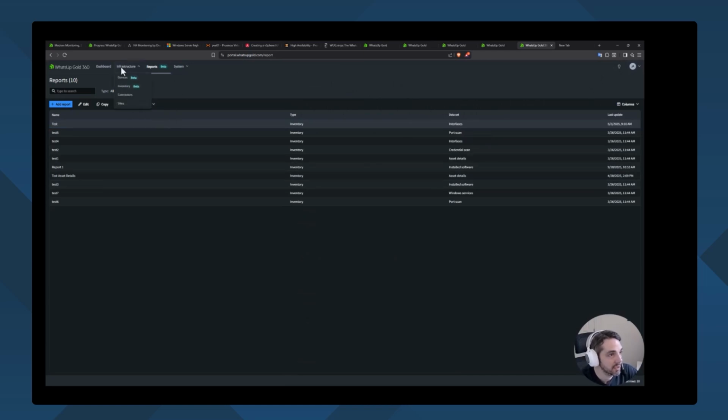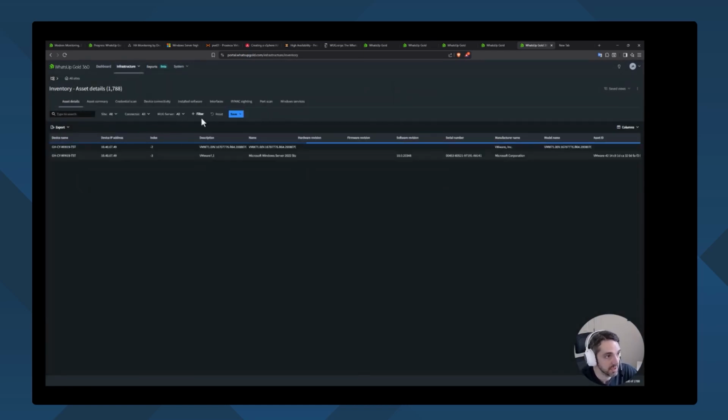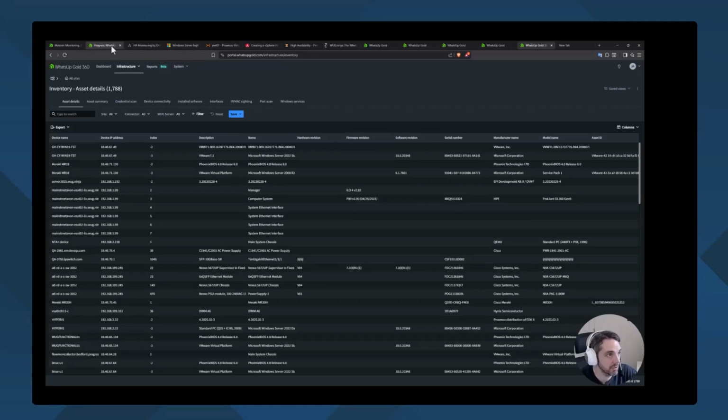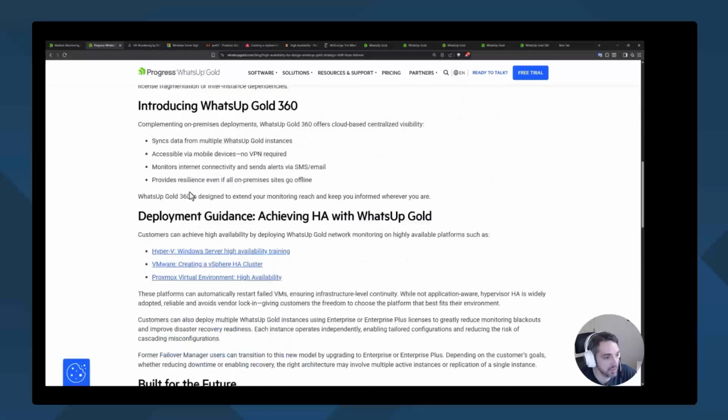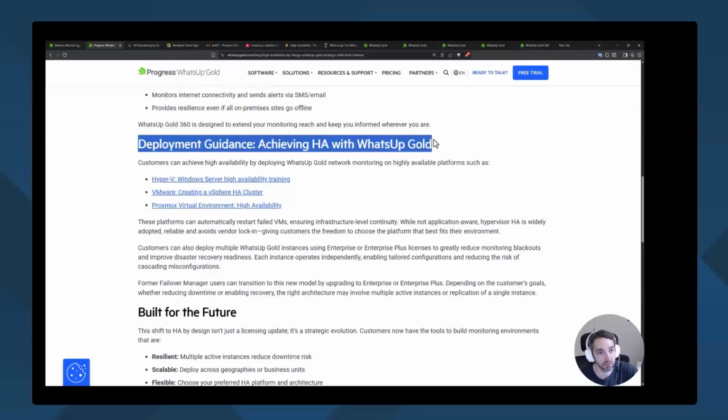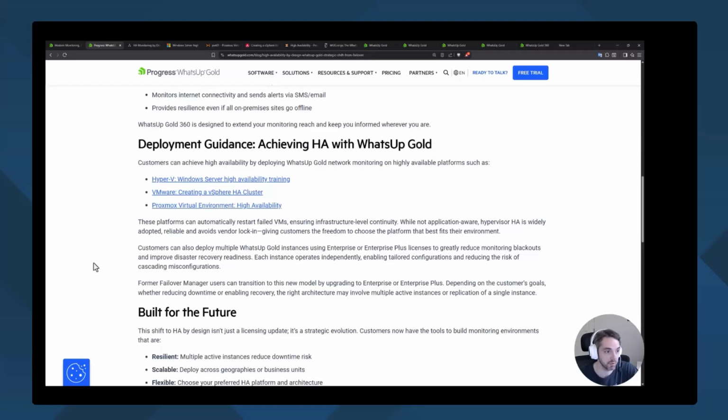All right, so enough about WhatsUp Gold 360. I'll shift back over to the main topic here, which is really the deployment guidance. Like, how do I achieve HA with WhatsUp Gold today in this scenario? Well, you have multiple options. Three options are listed here. You have more than just these three options, but generally speaking, I've personally tested these specific paths and found them to be working with the product.